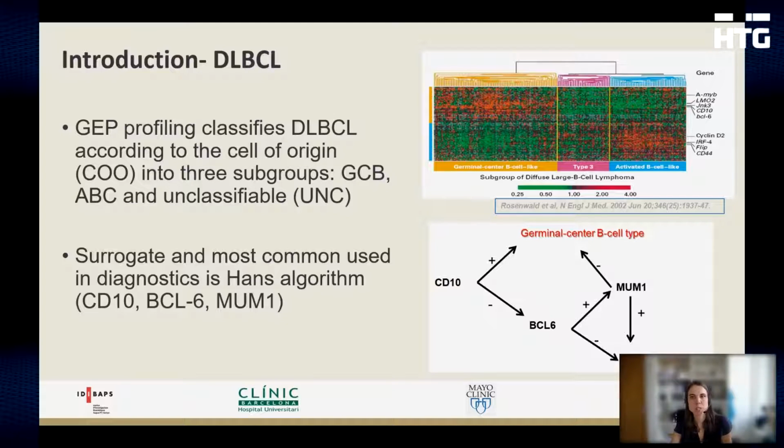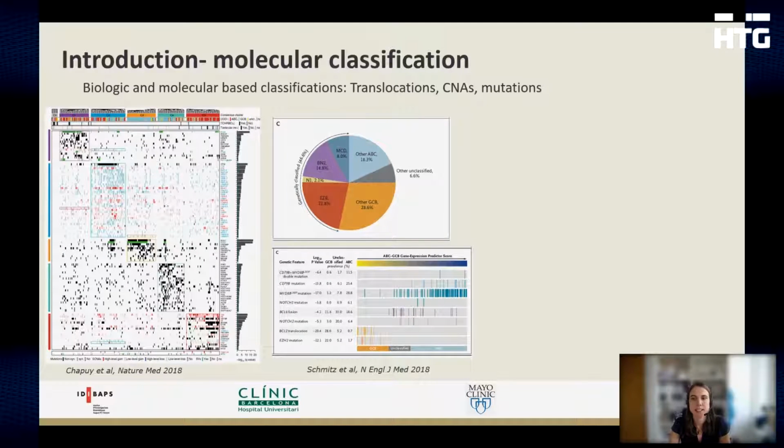In the Hans algorithm, it's really important to stress that it should be done consecutively, and cases with CD10 positivity are straight away classified as germinal center B-cell type, regardless of the other markers. In recent years, molecular classifications have been proposed based on translocations, copy number alterations, and mutations in diffuse large B-cell lymphomas. These are showing the results of 2 different groups with different cohorts, but they are both coming to similar and robust results, indicating that these molecular subgroups are indeed biologically significant and relevant.